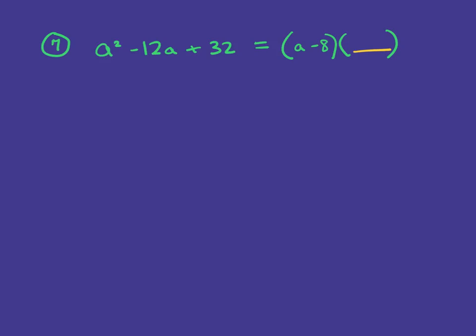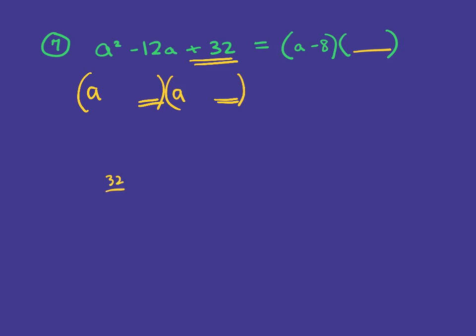Number 7, a squared minus 12a plus 32. This is pretty straightforward. It's a lot like the first example that we looked at, only they want you to organize your answer a little bit differently than we've been doing. But basically, you could just factor this like normal. I'll do this below. Got a and a. Then we need two things that multiply to be 32 and then add to be negative 12.